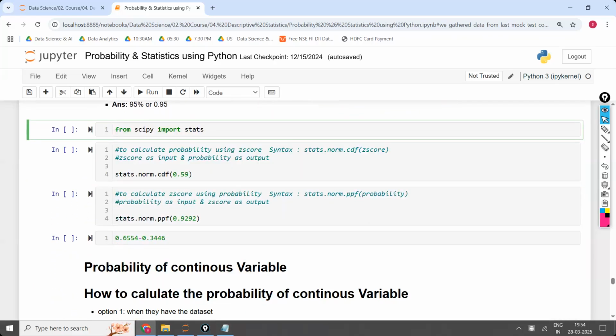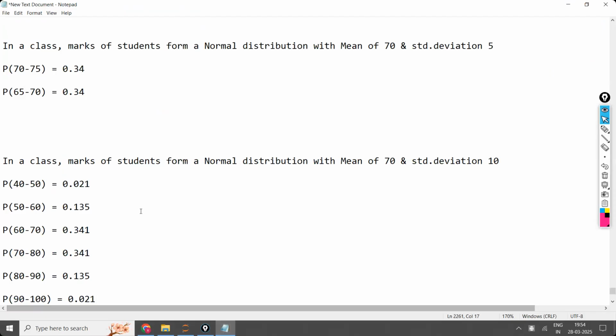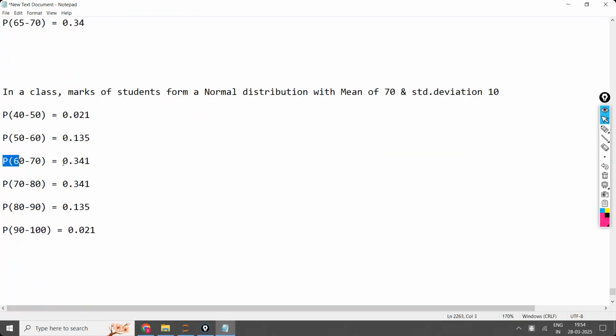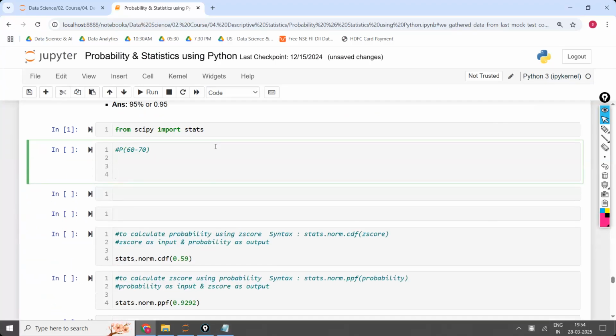Now, let's calculate the same example that you have done yesterday. Now I want to calculate the probability in Python. How to calculate the probability in Python is very simple. First, let's take the same example you calculated yesterday. First, 60 to 70. This is my requirement. What is the probability of 60 to 70?